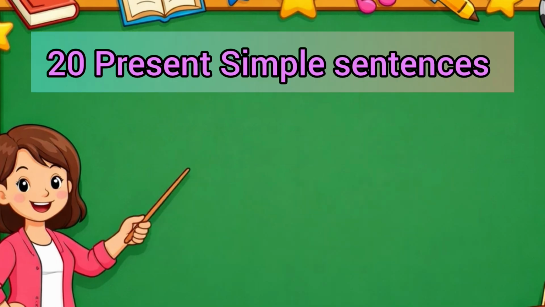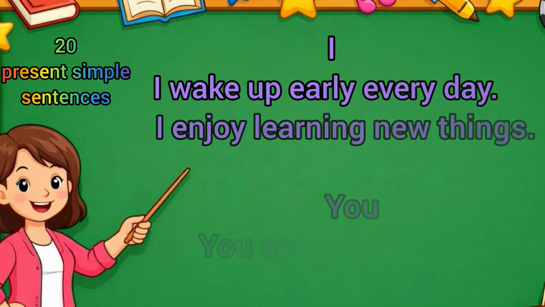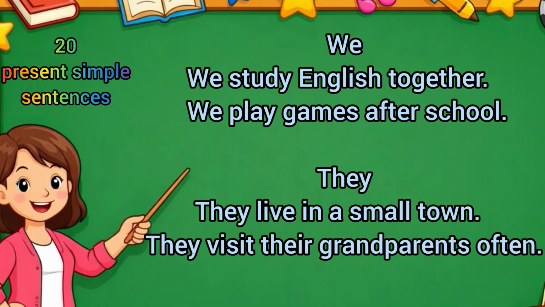Here are 20 present simple sentences in clear English, covering all subjects. Present simple sentences. I wake up early every day. I enjoy learning new things. You speak very clearly. You work hard every week. We study English together. We play games after school.